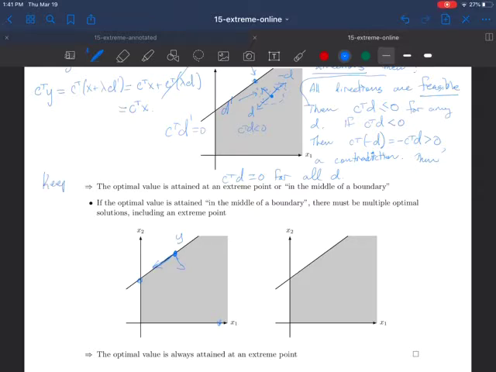So we keep repeating the idea of using directions towards more and more active constraints. That's what the proof does.